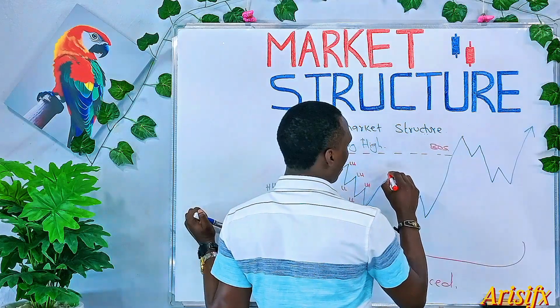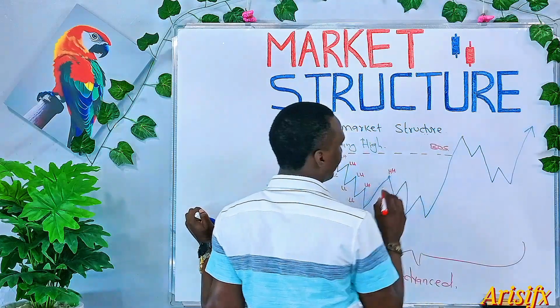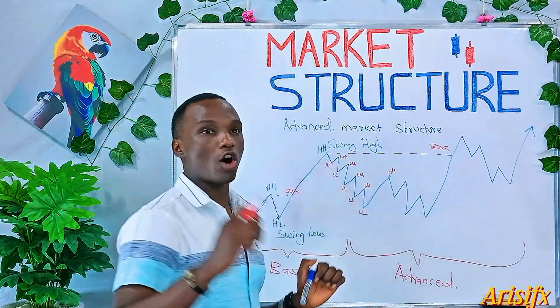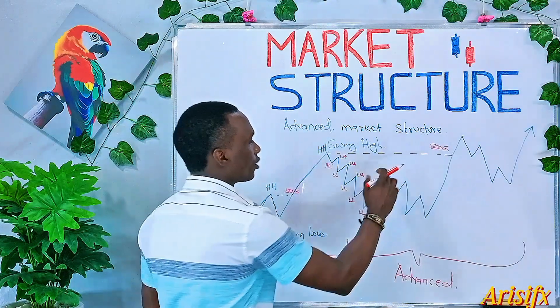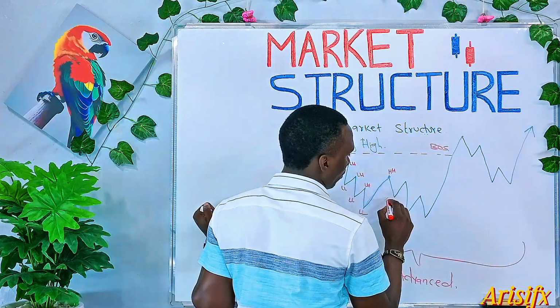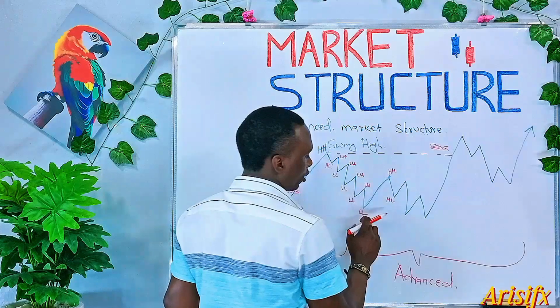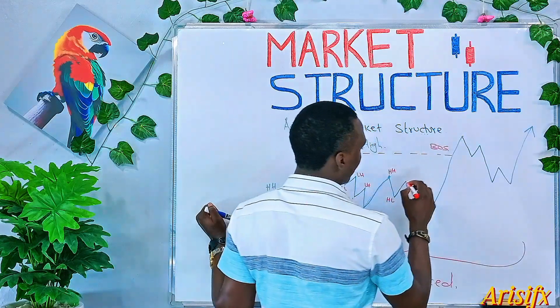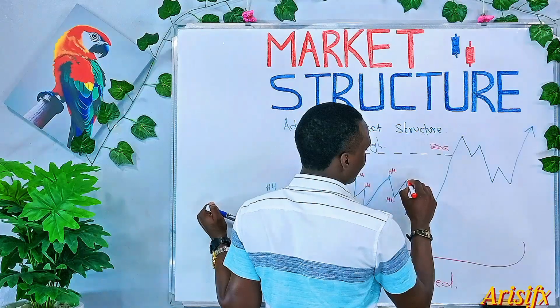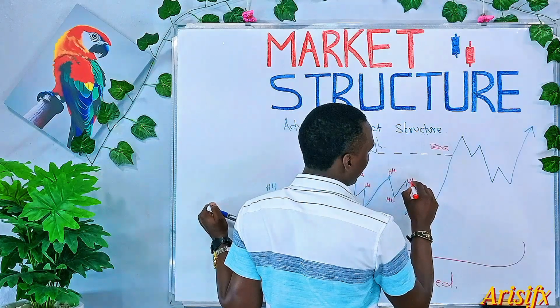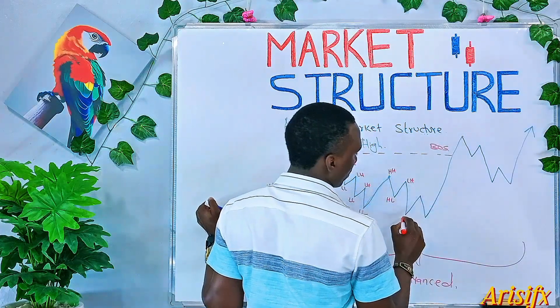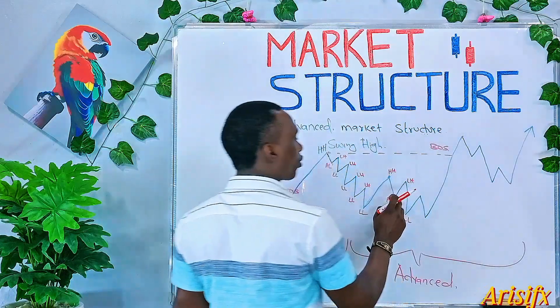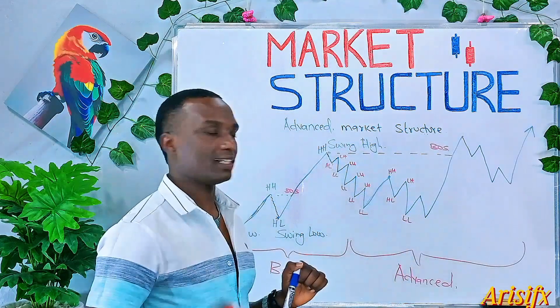This one becomes now a higher high because we have broken a lower high. Okay, this one becomes a higher low, a higher low. This is a lower high. This one becomes a higher low. Okay, this one becomes a lower high compared with this. This one becomes a lower low because it has broken what? It has broken a higher low.